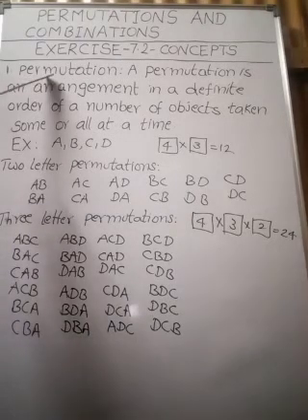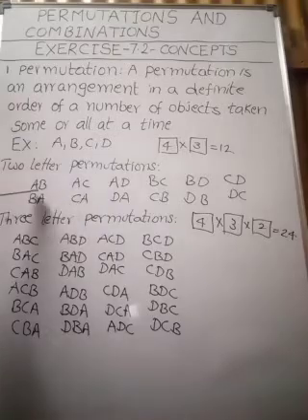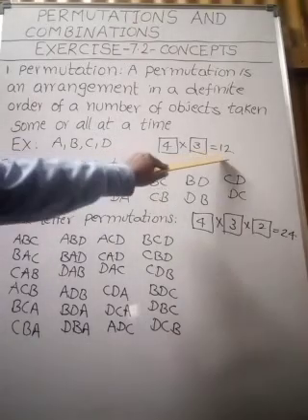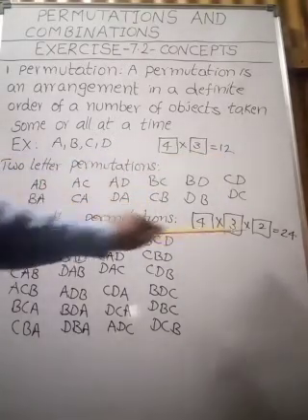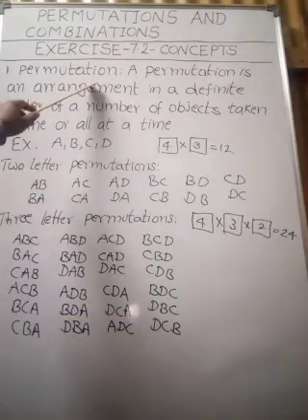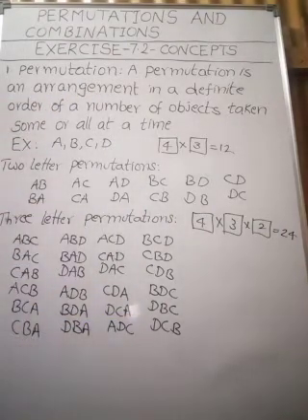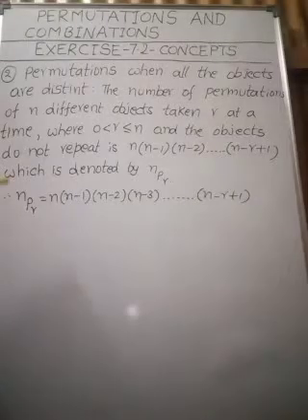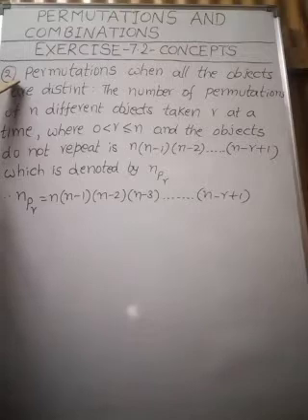So what is meant by permutation? Arrangements. Here how many arrangements did we get? 12 arrangements. Here 24 arrangements. Understood this point, my dear children? Right. Now come to the second point. In the first point, we have defined permutations.